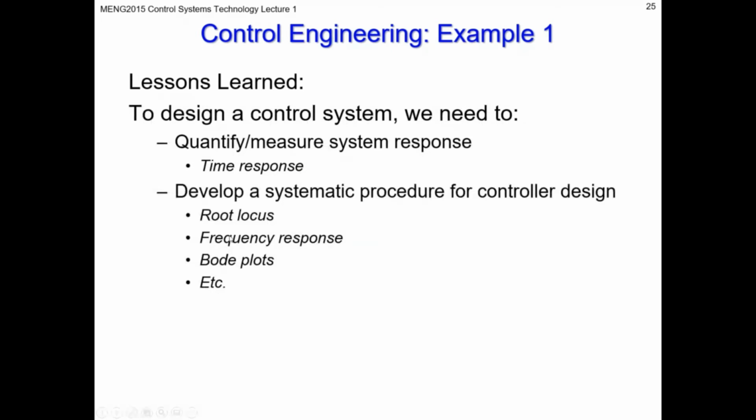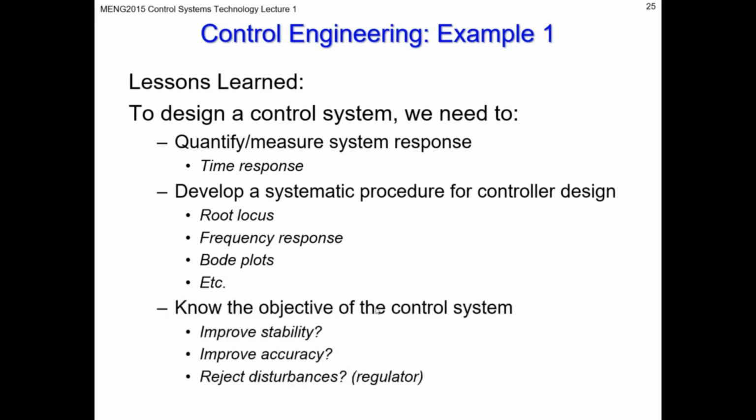And this is where some of our tools come in, like, for instance, our root locus, frequency response, Bode plots, these things that we're going to work with as we go through the course. We've got a tool set for actually designing what goes into that controller block. To design it, you have to know what the objective is. Are you trying to improve the stability of the system? Are you trying to improve the accuracy of the system? The accuracy is the difference between the set point and the steady state value. Are you trying to reject disturbances, or make it respond faster? There are a number of different potential objectives, and you have to know what you're trying to achieve.